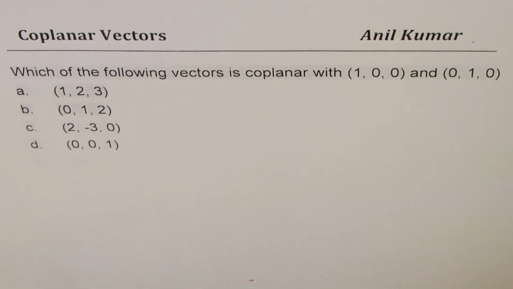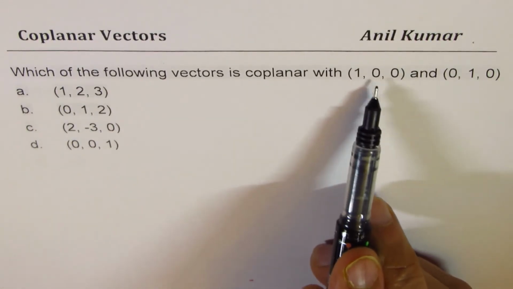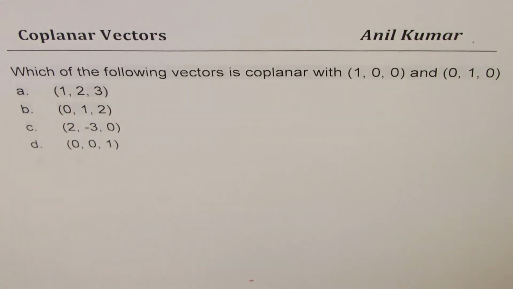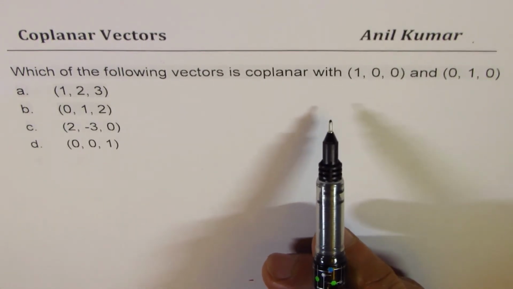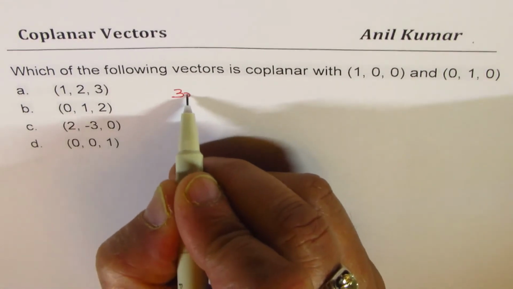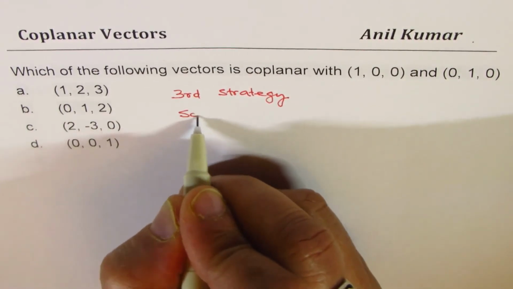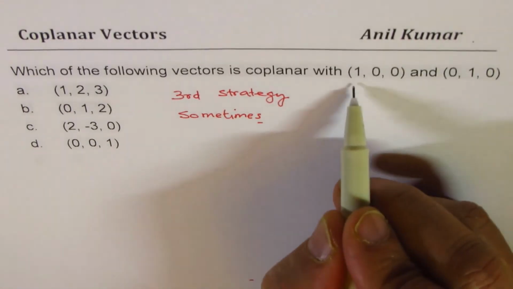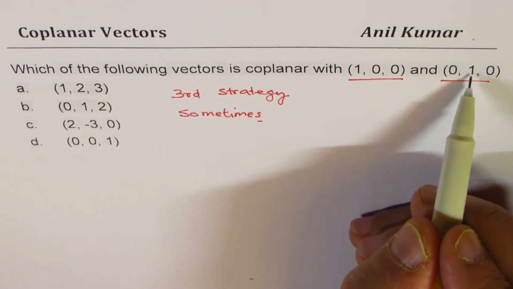The very first question here is, which of the following vectors is coplanar with 1, 0, 0 and 0, 1, 0? So there are 4 choices for you. Now you could use one of those two strategies, linear combination or scalar triple product. But here is the third strategy. Let me show you that. So this third strategy could be used only sometimes, okay? This is important. The vectors given to us are 1, 0, 0 and 0, 1, 0.